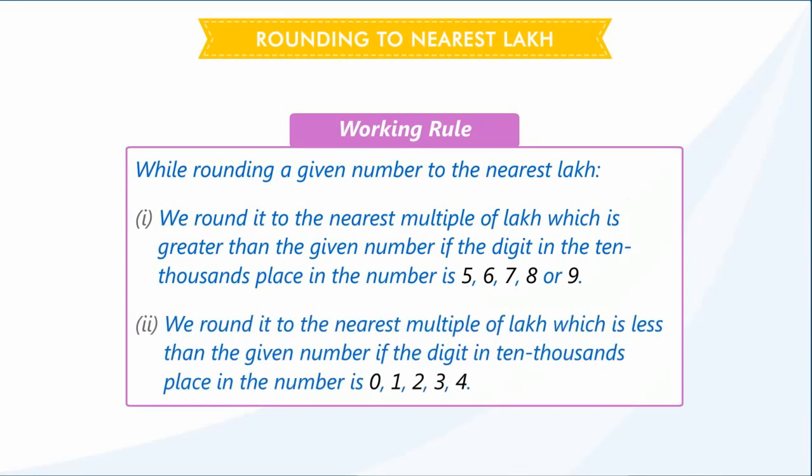2. We round it to the nearest multiple of lakh, which is less than the given number, if the digit in 10,000s place in the number is 0, 1, 2, 3, 4.